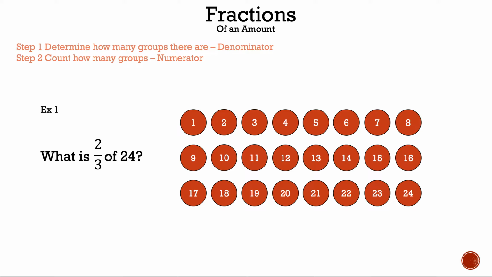So let's take a look at the steps in order for how to do this. Step 1, determine how many groups there are by looking at the denominator. Step 2, count how many groups you need by looking at the numerator.